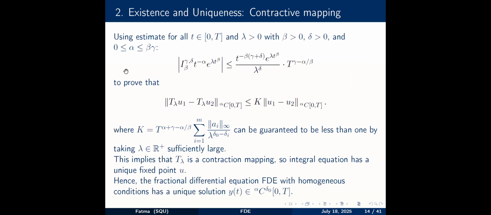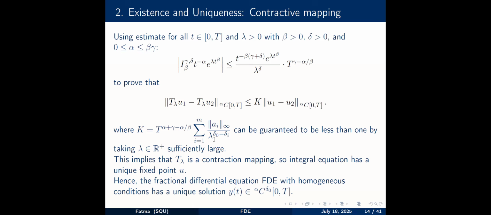Now we use this estimate for lambda bigger than 0, and these conditions for the parameters. So we need these estimates to prove the contractive mapping. There's a lot of details here, but I skip all the details. I'll give you just the main idea that this norm is less than some constant times the norm of u1 minus u2. So we need this k to make it very small here. So for this case, we are going to assume lambda is large enough to get the norm very small here. By assuming lambda is a large positive constant, we guarantee the contractive mapping here.